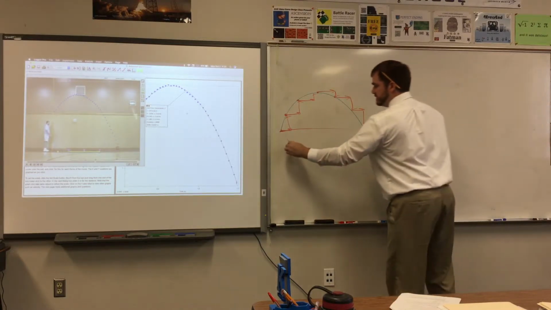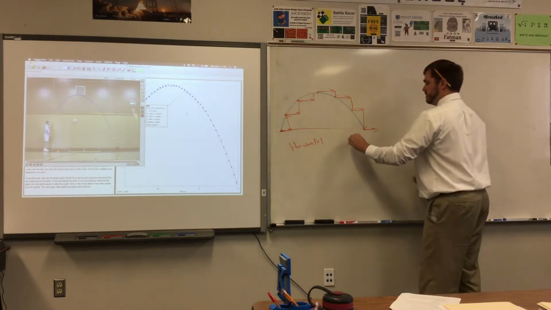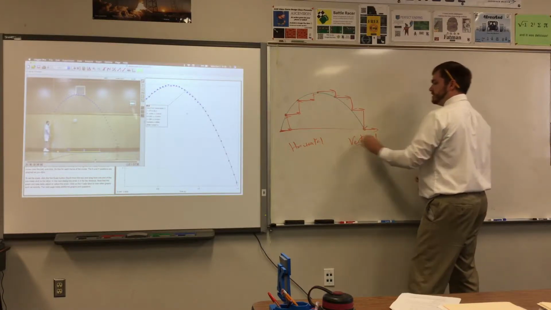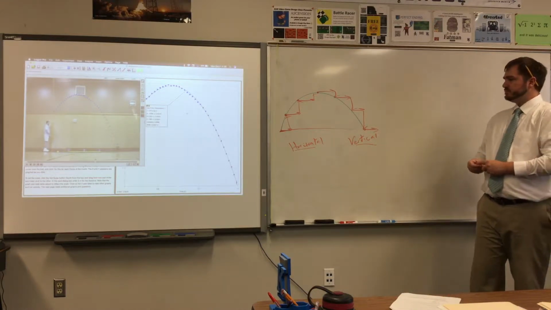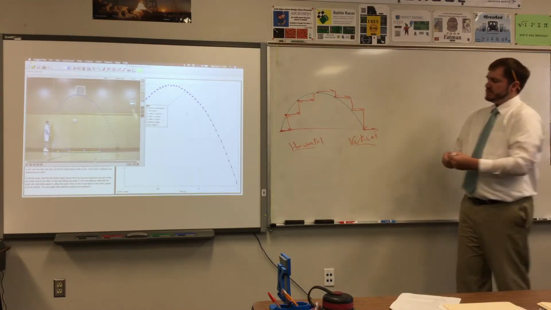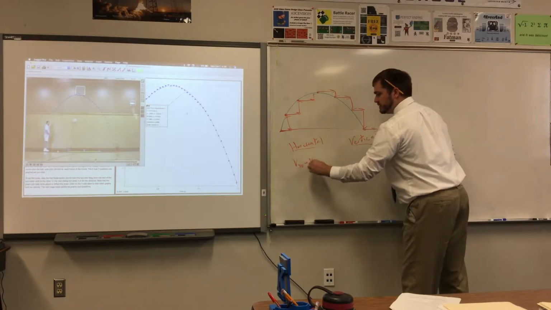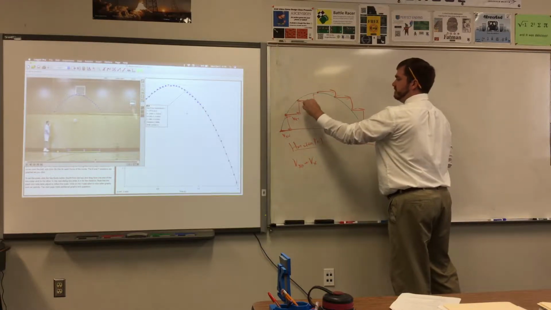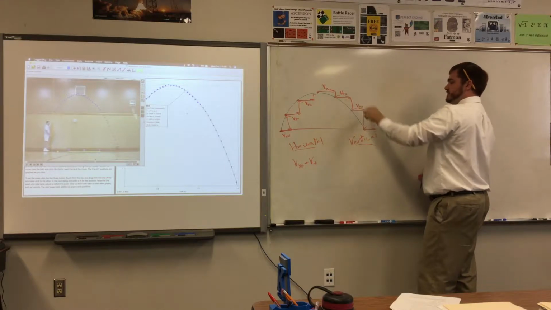Horizontal is constant. The velocity in the y direction has nothing to do with the velocity in the x direction. Okay? So we said the horizontal velocity Vx naught equals Vx. It's the same thing. It's always the same. V naught.